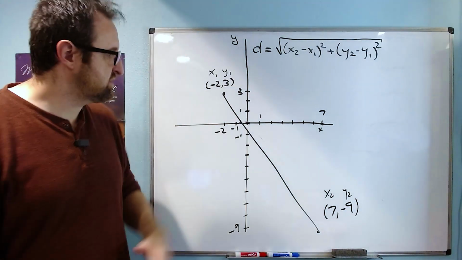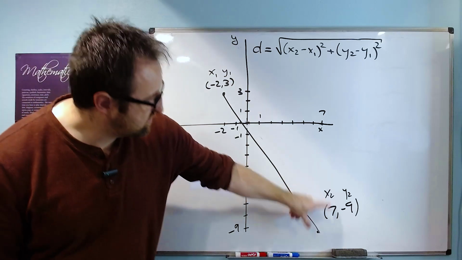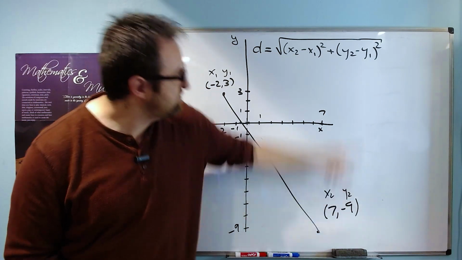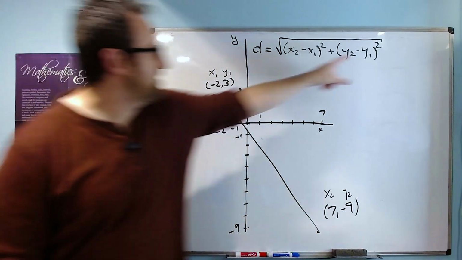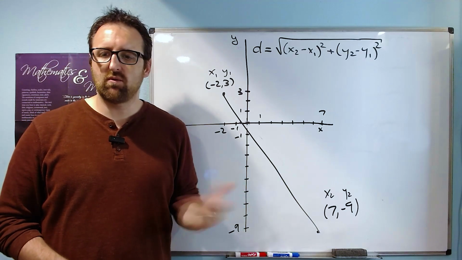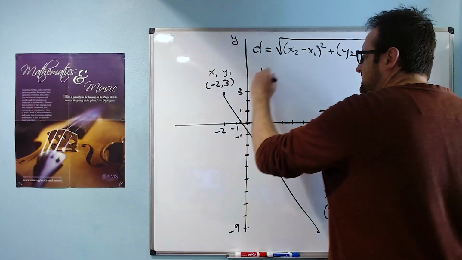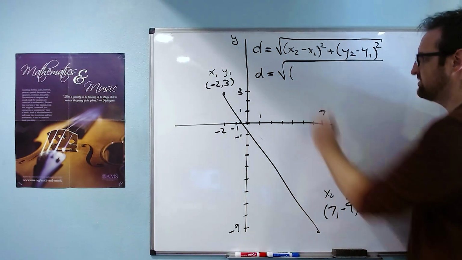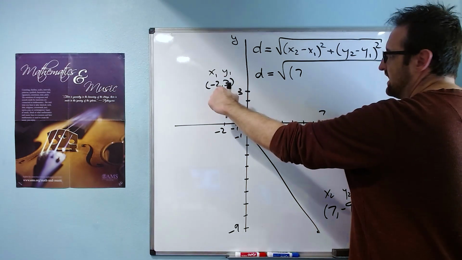All we have to do at this point is plug in x2 here for that coordinate, x1 for that guy, y2 for this guy, and y1 for this guy here. And we'll just plug it in and then we'll solve and see what we get for d. So here we get the distance is going to be equal to the square root of, well, x2 is 7. We're going to minus a -2.